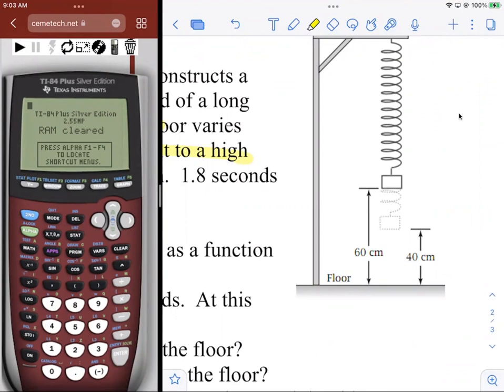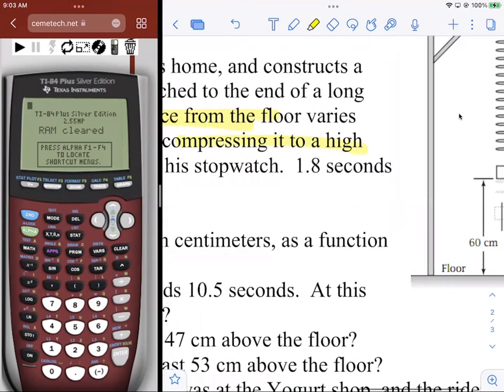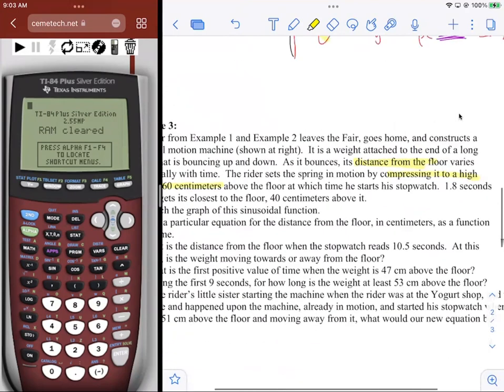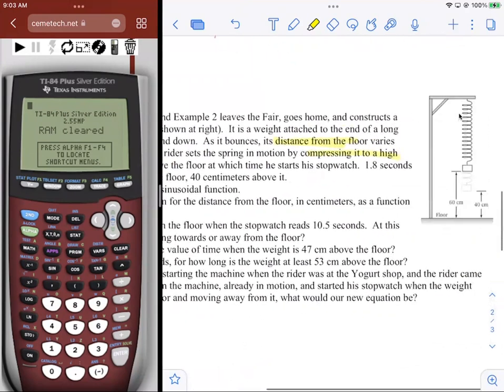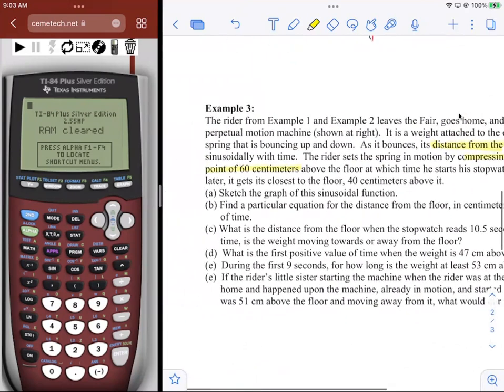So first of all, we have to understand what we're actually measuring. In this case, we are measuring the height of the bottom of the weight, in centimeters above the floor. And it says here that after he starts his stopwatch, when it's 60 centimeters above the floor, 1.8 seconds later, it gets its closest to the floor, which is 40 centimeters above it. Sketch the graph of the function.